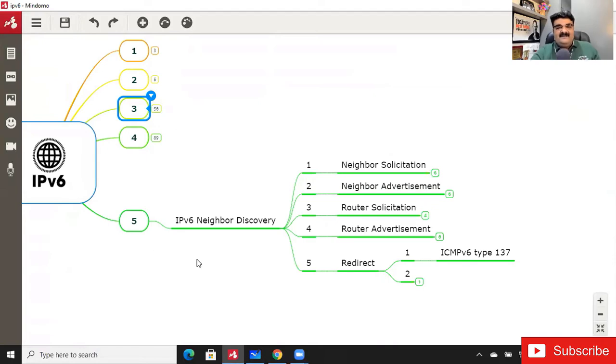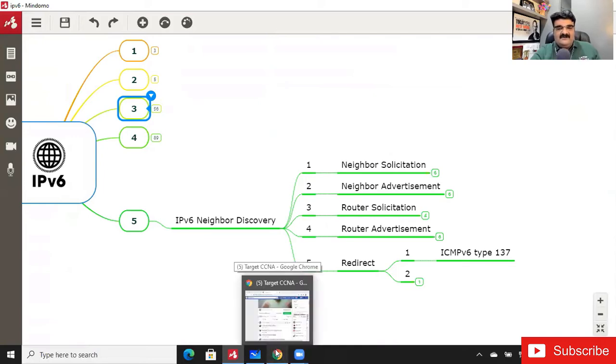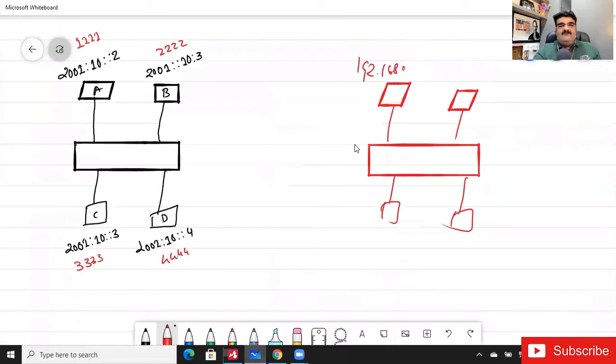Okay. Now I'm asking you one question about this. Suppose A wants to send data to D. Yeah, I'm going to replicate the same process. A wants to send data to D. A has the IP address of D. Yeah, A has the IP address of D. A must have the MAC address of D.